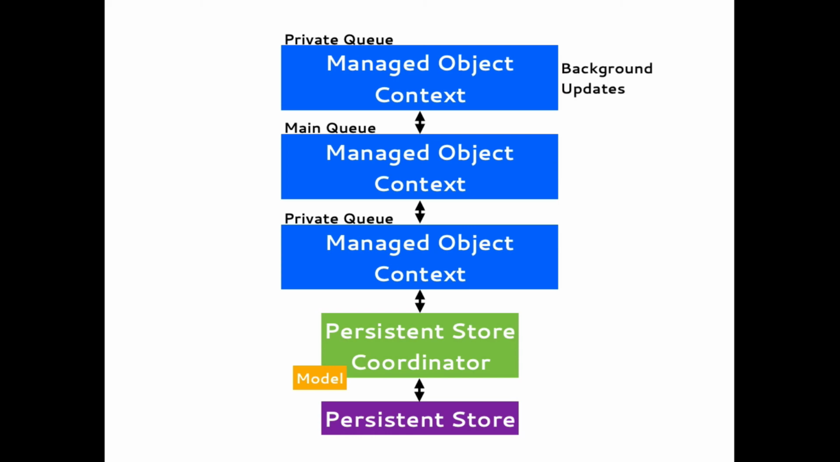And so again, we would do our background or import operations on this private queue, and then we could do our UI work on this middle queue, this main queue, and then finally persist to disk with the private queue. But again, you're going to lock on the persistent store coordinator because everything is serialized through that.